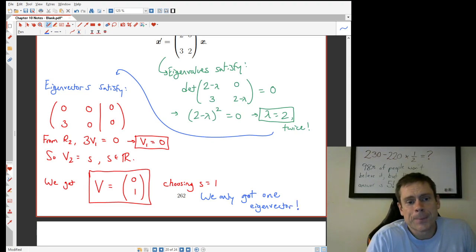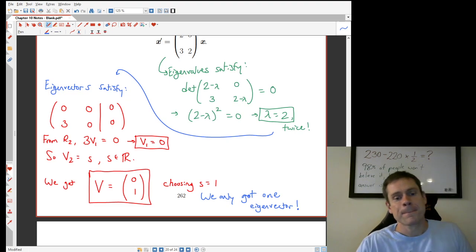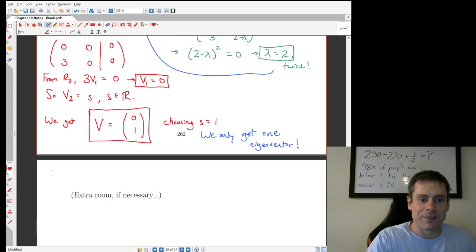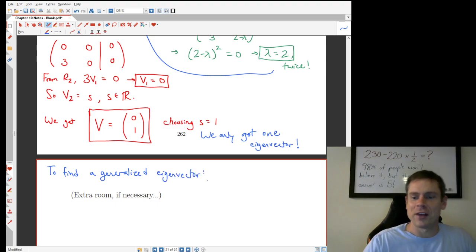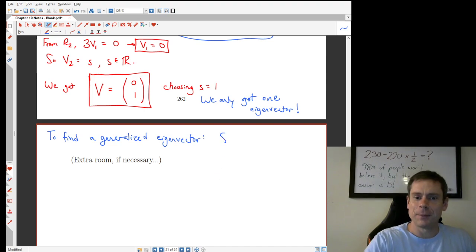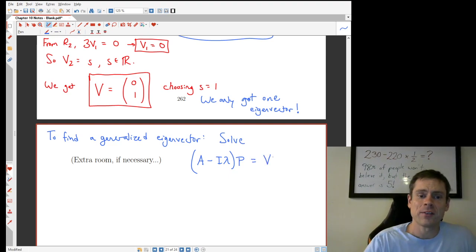So, yeah, we are going to have to find a generalized eigenvector here. And that means we have to solve a different system. So to find a generalized eigenvector, it's not going to be that hard, but it's a little bit interesting, and it'll feel a bit weird maybe. We're going to solve (A minus λI) times p equals v. So that's what we're going to want.